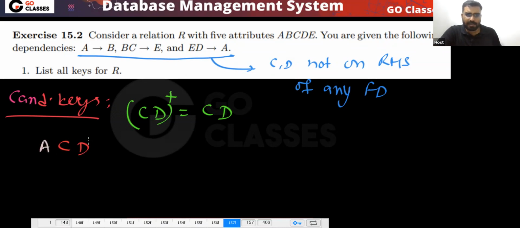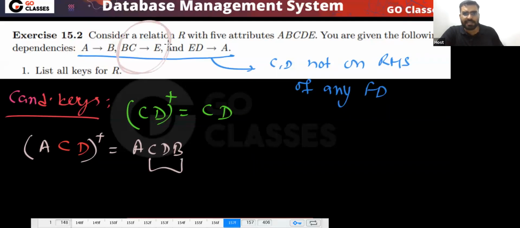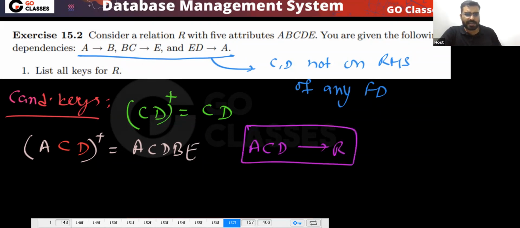Let's check with A. So what will happen? A, C, D. A can determine B. And this BC can determine E. So everything is determined. So I can say that ACD can determine the whole relation. So this ACD is a candidate key. What else? For example, I can say ECD.